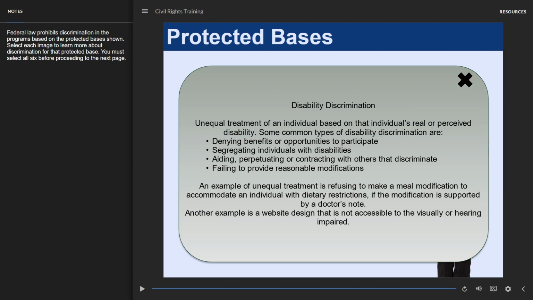Disability discrimination. Unequal treatment of an individual based on that individual's real or perceived disability. Some common types of disability discrimination are denying benefits or opportunities to participate, segregating individuals with disabilities, aiding, perpetuating, or contracting with others that discriminate, failing to provide reasonable modifications. An example of unequal treatment is refusing to make a meal modification to accommodate an individual with dietary restrictions, supported by a doctor's note. Another example is a website design that is not accessible to the visually or hearing impaired.